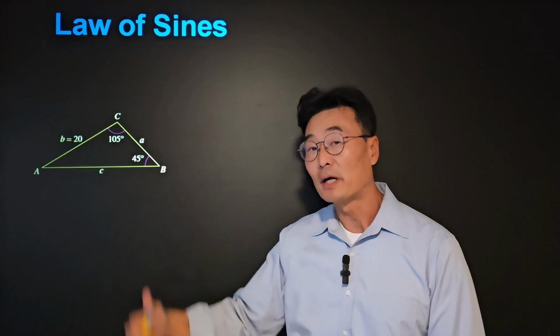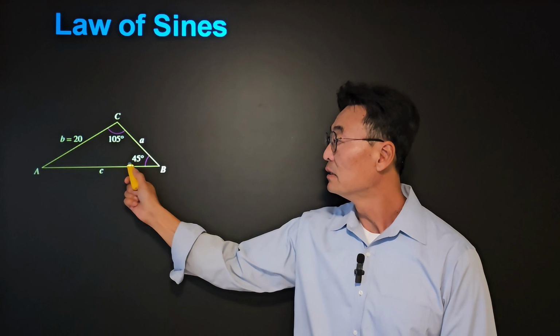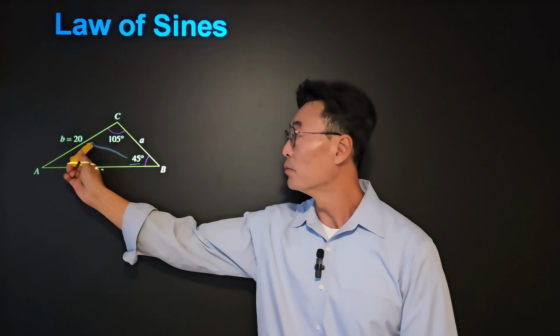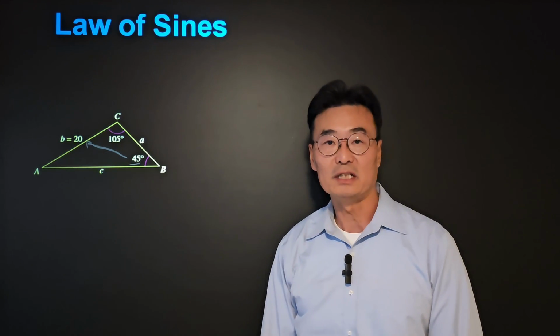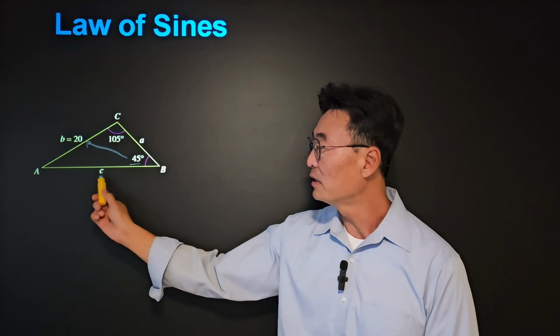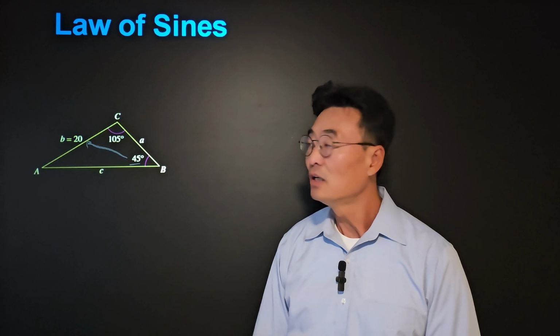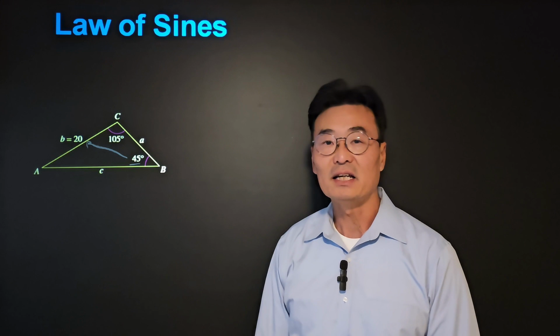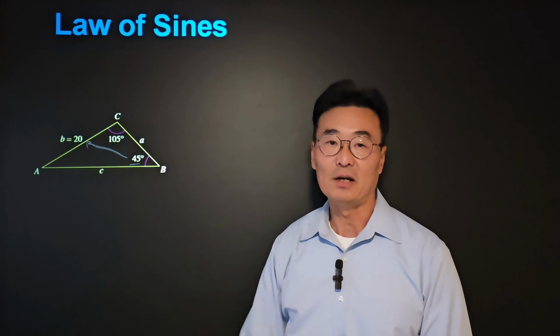Check out this triangle right here. We're given angle B as 45 degrees and the side b, opposite of angle B, as 20. We're also given angle C as 105, but not the length of c. And we're not given angle A or the length of side a, which is opposite of angle A.